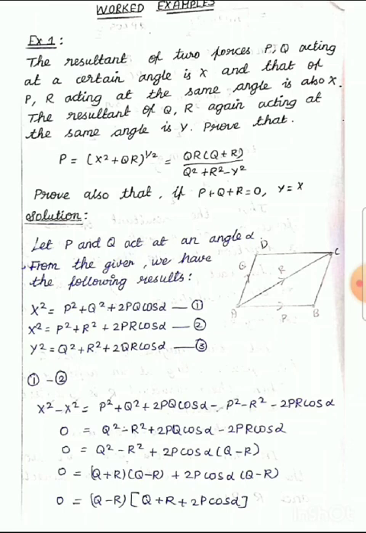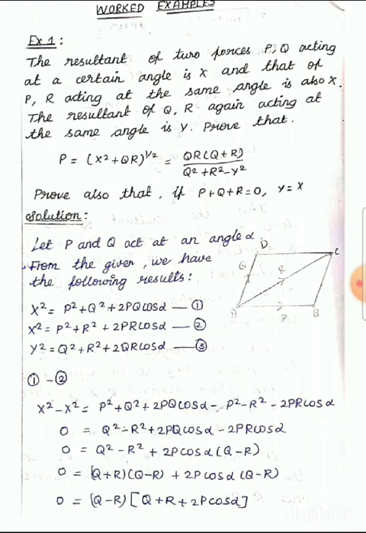Now we have to subtract equations 1 and 2. The left hand side is x squared minus x squared, and the right hand side is P squared plus Q squared plus 2PQ cos alpha from equation 1, minus P squared minus R squared minus 2PR cos alpha, taking minus for all 3 terms. Subtracting, we get the left side as 0, and on the right side we cancel the P squared, because they have different signs, and the remaining is Q squared minus R squared plus 2PQ cos alpha minus 2PR cos alpha.